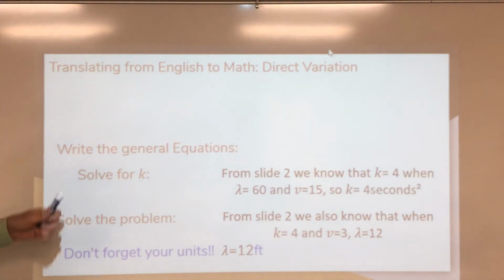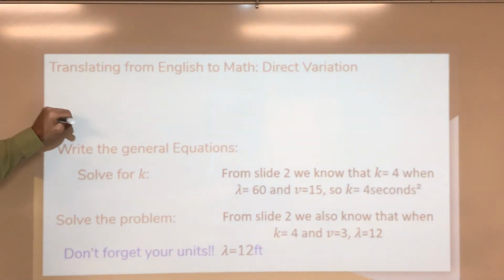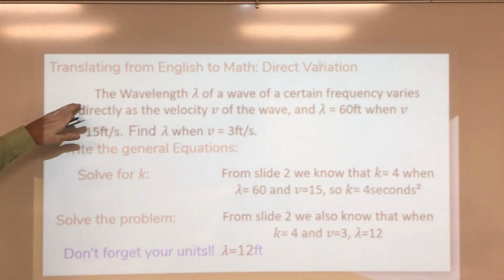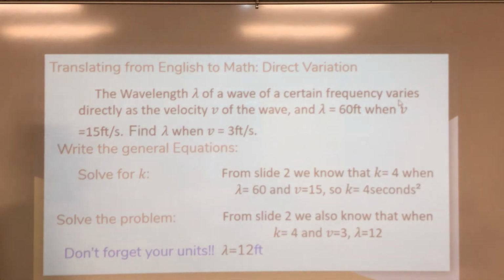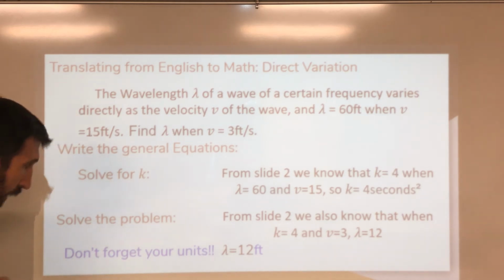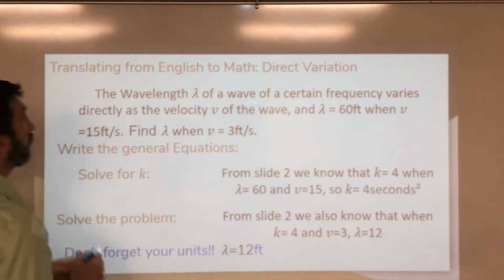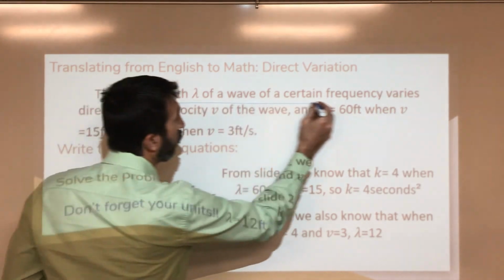So the next thing we have to do is translate from English to math. So the wavelength lambda of a wave of a certain frequency varies directly as the velocity v of the wave. So that right there is telling us our general equation. That first part tells us our very general equation.